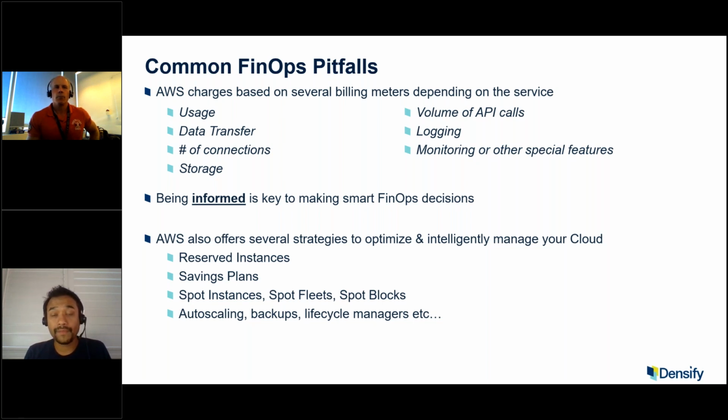And also be aware that there are several other discounting schemes available at AWS. For example, you could use reserved instances, savings plans, spot instances, spot fleets or spot blocks, and also you can use auto scaling, backups, and lifecycle managers to intelligently manage and optimize the cloud. The key is that you have to evangelize best practices amongst your developers and keep them informed of all the good solutions that are out there in the cloud.